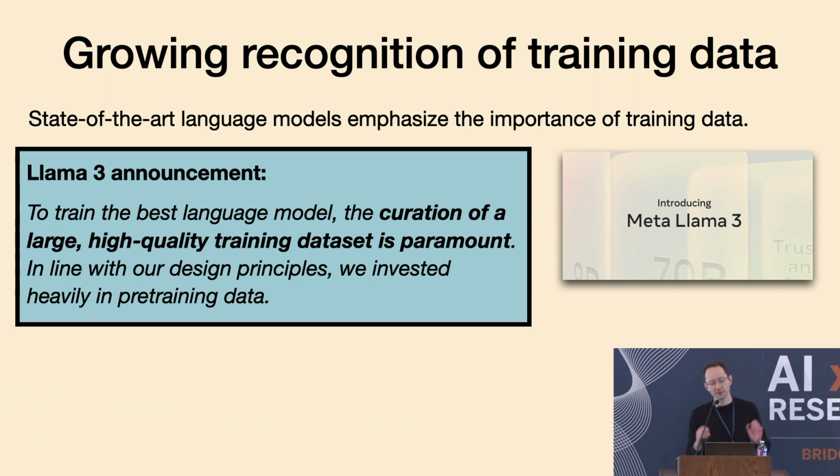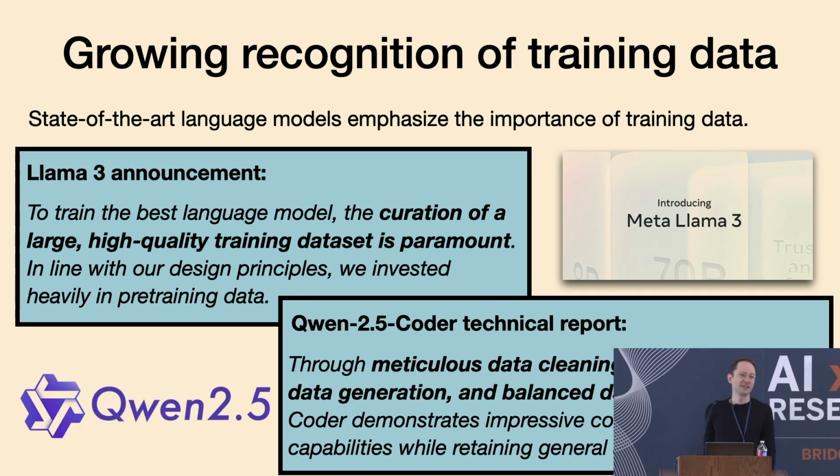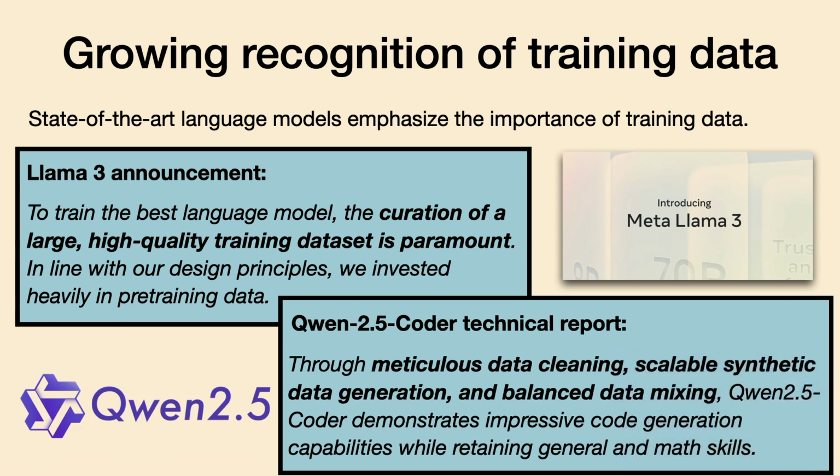And then you maybe want to say, okay, Llama is not the best open weights model anymore. Qwen is better. And it turns out the Qwen people said exactly the same in their technical report. So they also emphasize data cleaning, scalable synthetic data generation, balanced data mixing. So this is really cool in the sense that they are transparent. Hey, data curation is very important. But the catch is, although these are open weight model releases, none of them actually release the training data.